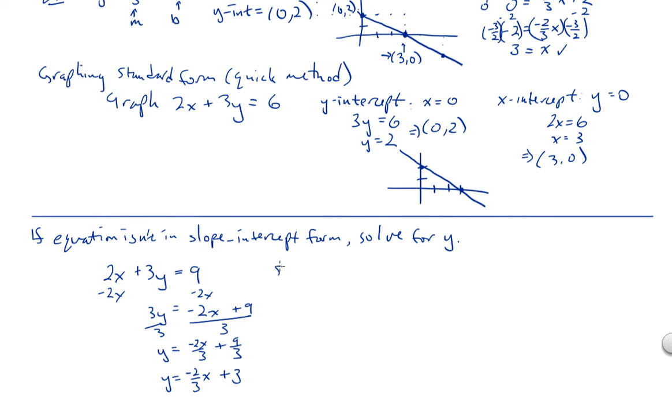So we can now say the slope is negative 2/3. The y-intercept is 0, 3. And then we could graph it from there if we needed to.